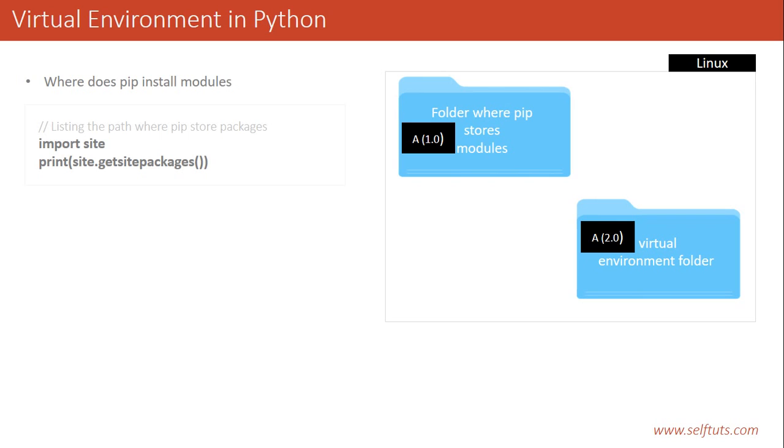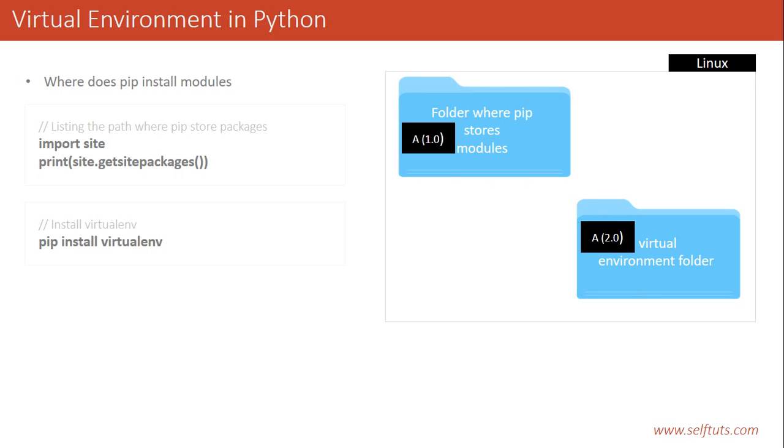So there is a separation: module A is present inside those default path folders of pip, where modules are stored by default, and this is the new place in our Linux system where we are storing the module. So we can create multiple virtual environments, and we can maintain different versions of the same module, and our web apps or projects can use those modules.